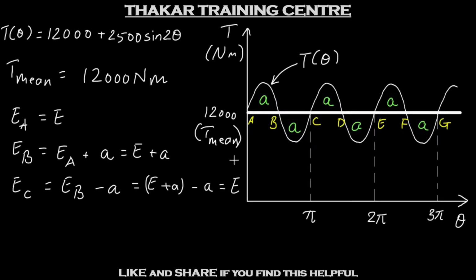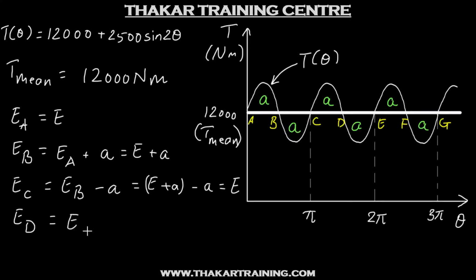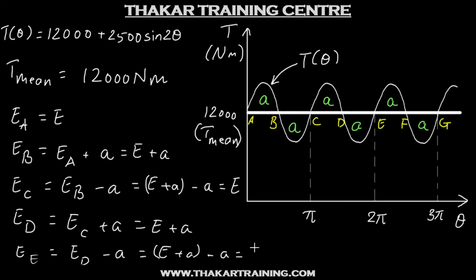Then what will happen to energy at point D? So energy at point D will be energy at point C plus A, which becomes E plus A. Energy at point E will be energy at point D minus A. So that will be E plus A minus A, which is E.